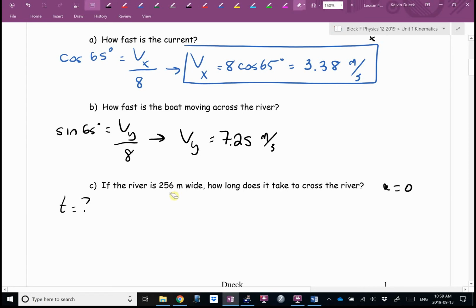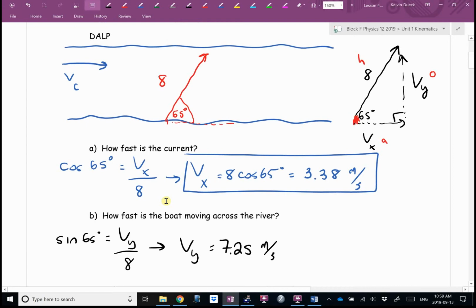What's this 256? Distance. What kind of a distance? Look up. Patience. Look up. Go back to your diagram. Look up. Is that this distance here vertically, or is that a horizontal distance? When it says the river is 256 meters wide, what kind of a distance is that?